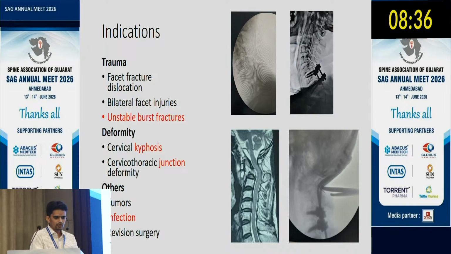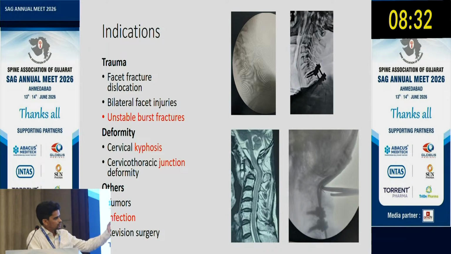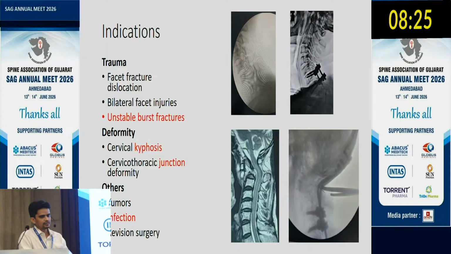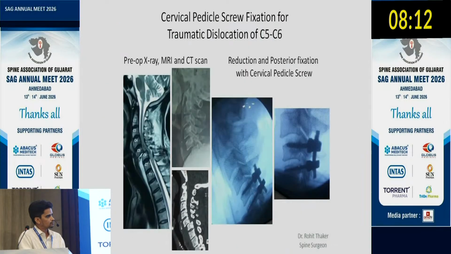Or in the case of a gross deformity like cervical kyphosis, as you can see in this case, the C2 is completely destroyed because of infection, and the patient is osteoporotic. So stabilization in the subaxial spine with pedicle screws will give a better correction rather than just lateral mass screws. Tumors, infection, revision surgeries, or even cervicothoracic junctional deformity also give better correction force.